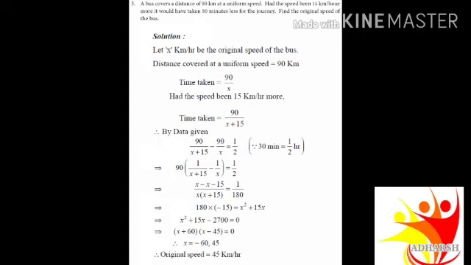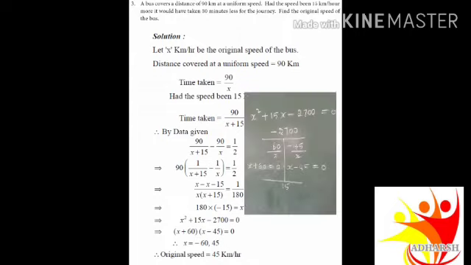Now cross multiplying, 15 into 180, that equal to x into x square plus x into 15, 15x. Now change the equation: x square plus 15x, minus 180 into 15, therefore minus 2700 equal to 0. That is a quadratic equation, x square plus 15x minus 2700 equal to 0.